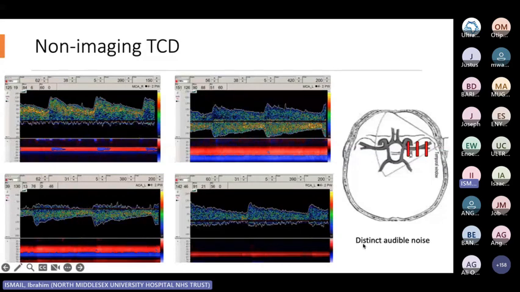I can't emphasize enough that the distinct audible noise will always help when trying to differentiate between each vessel. For example, if you're not sure whether you're getting the internal carotid or the middle cerebral artery, with the internal carotid you hear more of a thumping, distinctive noise. And that will tell you if you are close to or within the vessel itself.